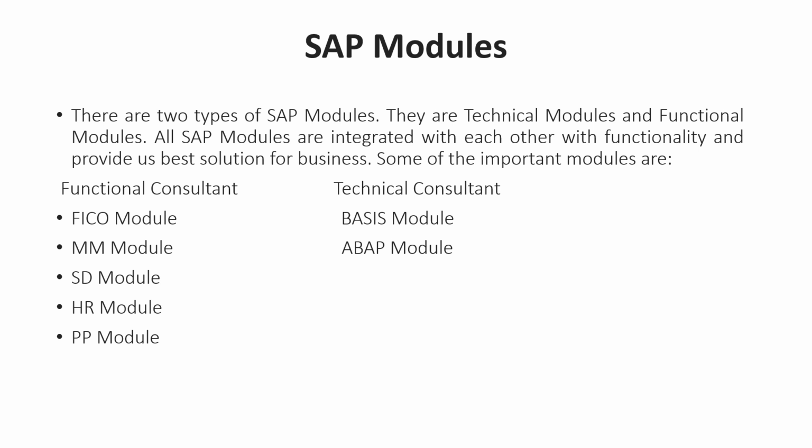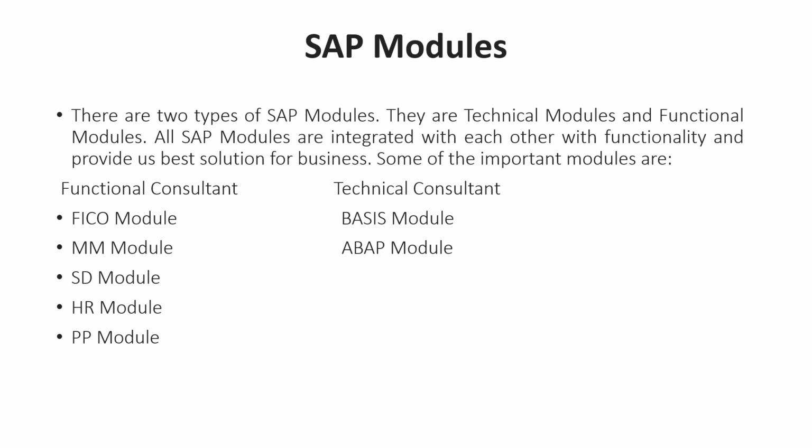And now let's go for SAP modules. There are two types of SAP modules: technical modules and functional modules. In technical modules, like Basis and ABAP, we need some programming knowledge. In functional modules, we need business process knowledge, like the P2P process I mentioned, a common process that you need to know and map in the SAP system.